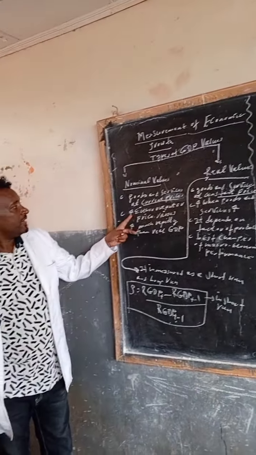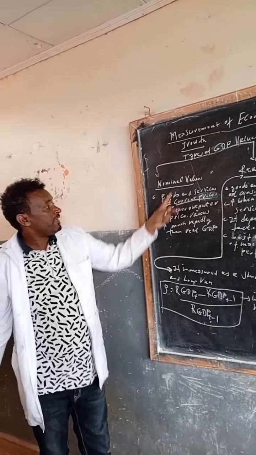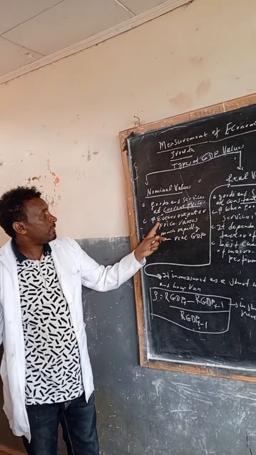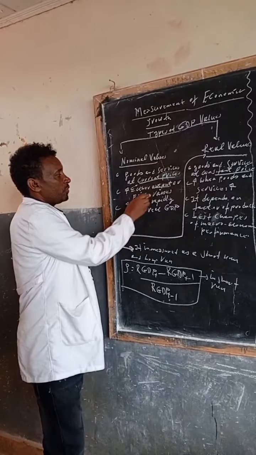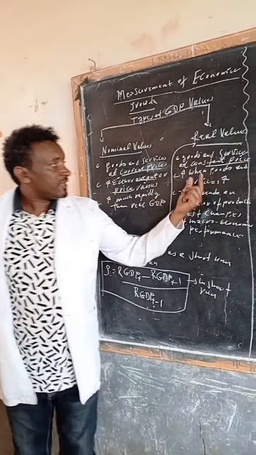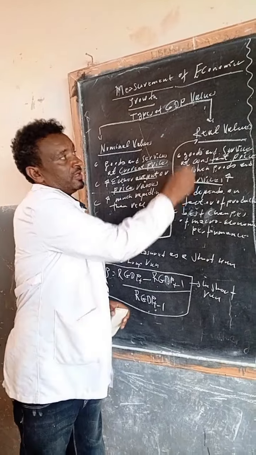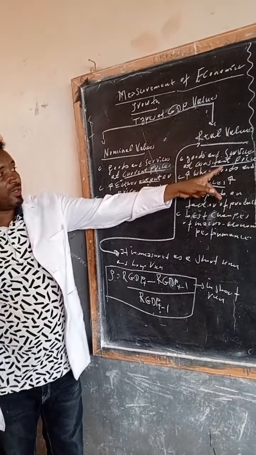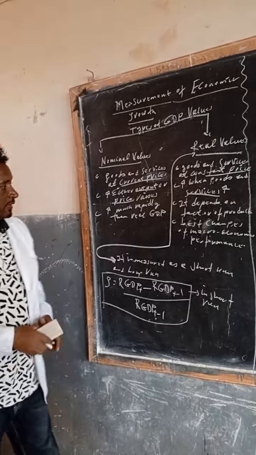The other thing is, nominal values GDP increase when either output or price increase. What about in real values? When goods and services increase, because the price is constant in real values.